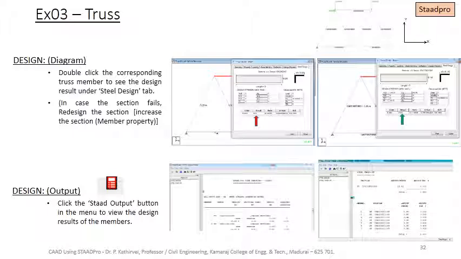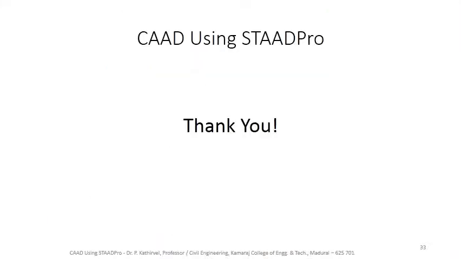The output is visualized in text form by clicking Start Output button, where under steel design the results are viewed in tabular form, and after that you can see under steel takeoff the quantity of steel required for all the members put together. So this is the end of the video presentation CAD using STAAD Pro.